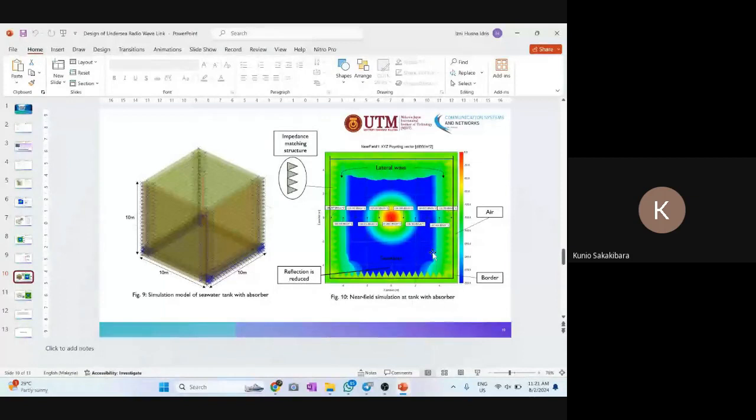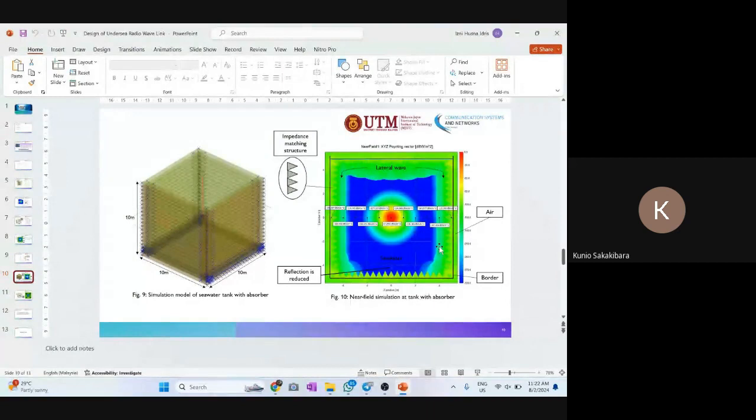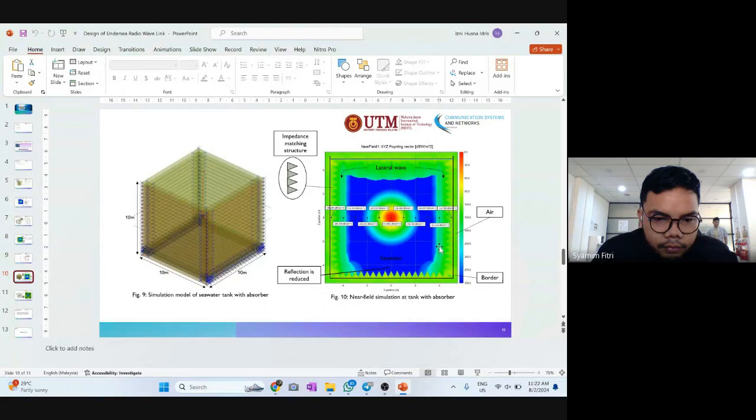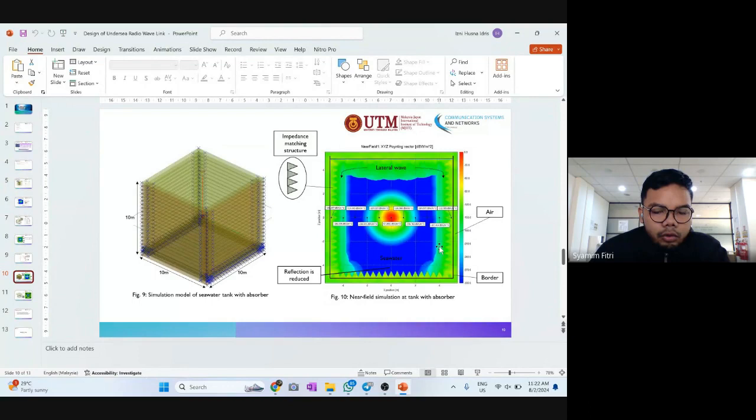Do you have any requirements for the radiation pattern in this application? For now, still no requirement for the radiation pattern.